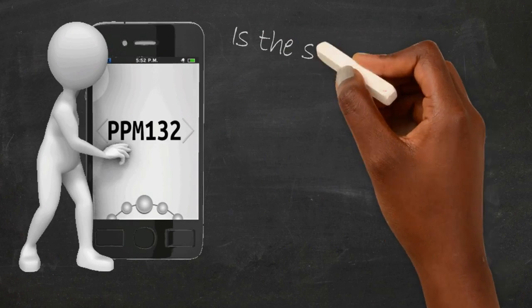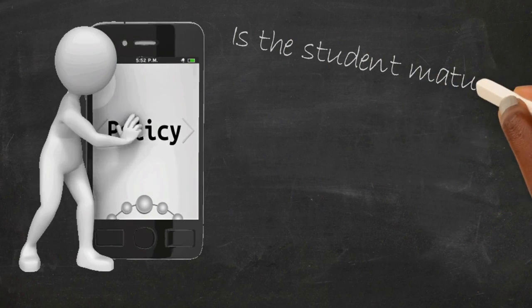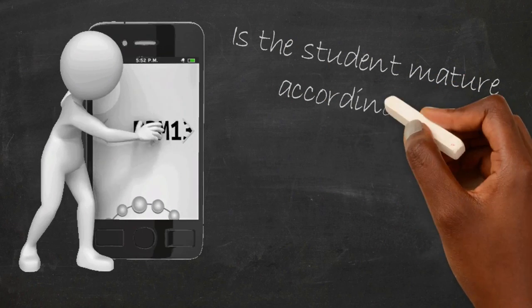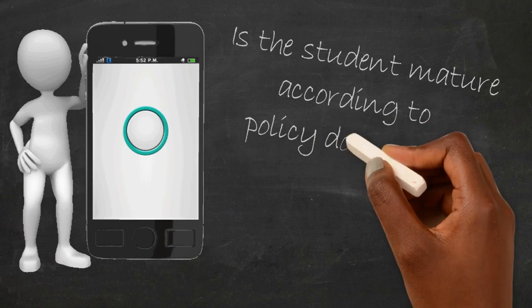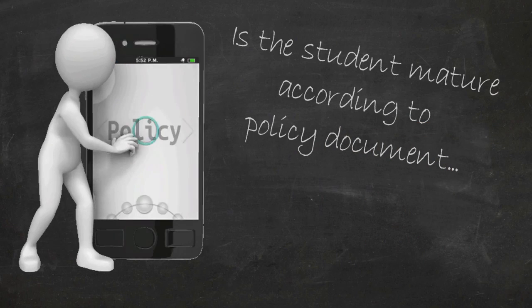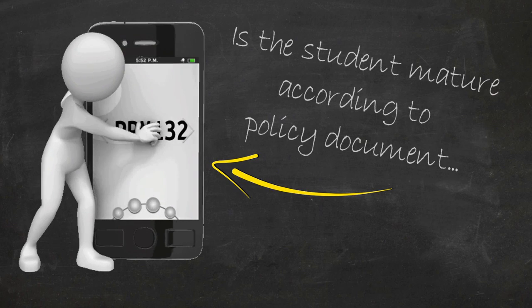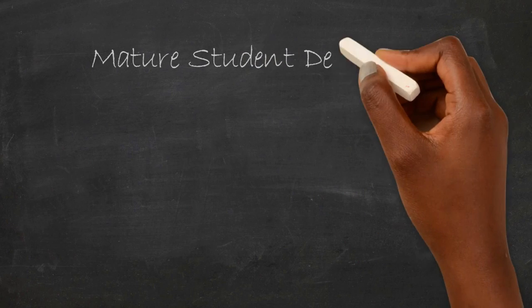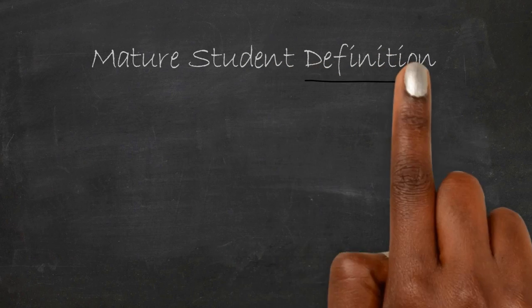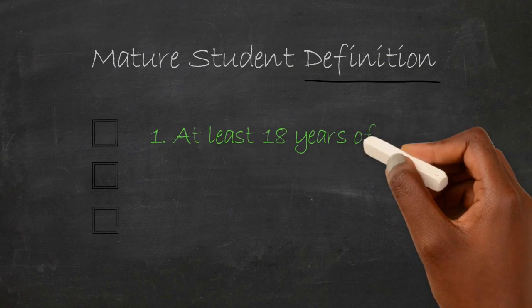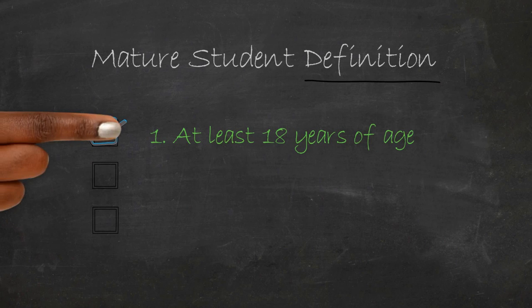First, the principal or a designate would determine if the student meets the mature student definition, as outlined by Policy and Program Memorandum Number 132, Prior Learning Assessment and Recognition for Mature Students, Implementation in Ontario Schools. A mature student is at least 18 years of age on or before December 31st of the school year in which he or she registers in an Ontario secondary school program.